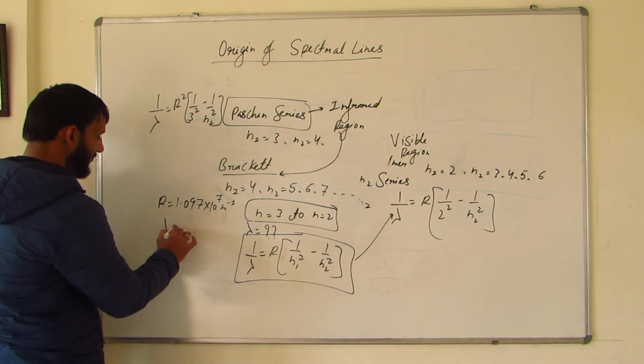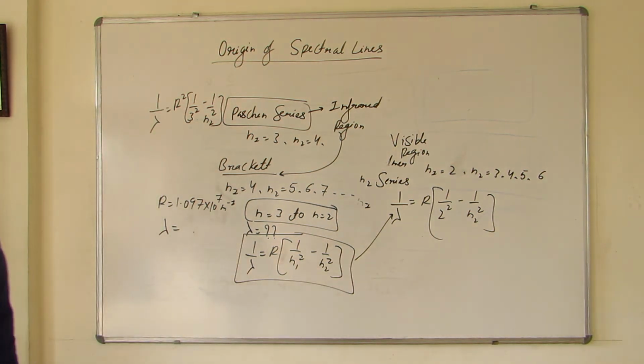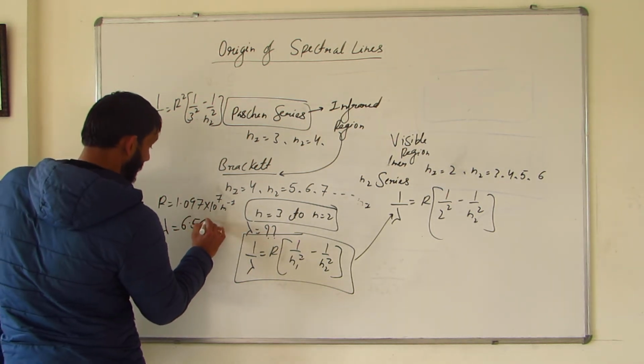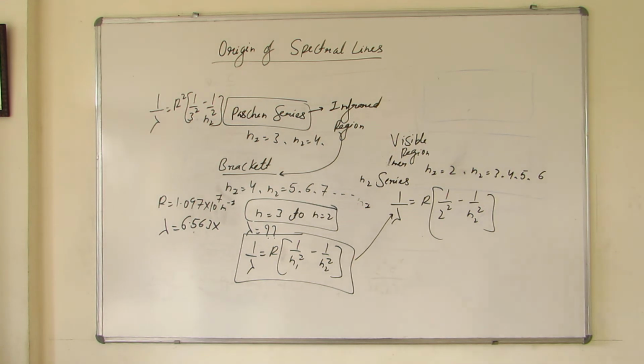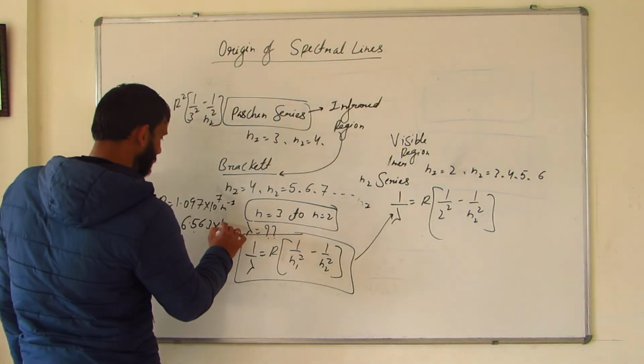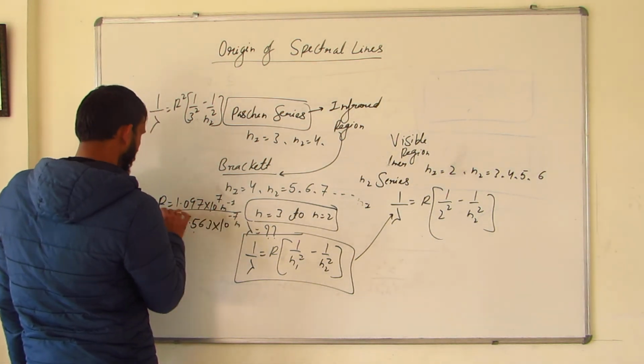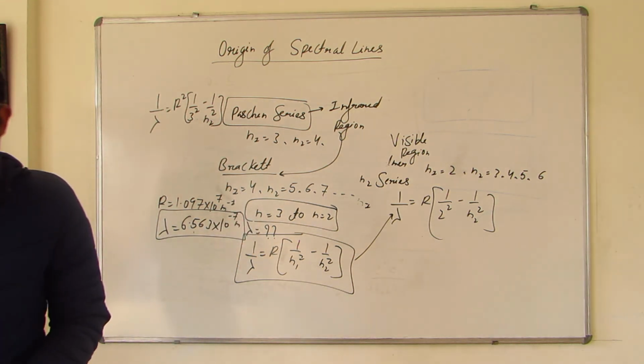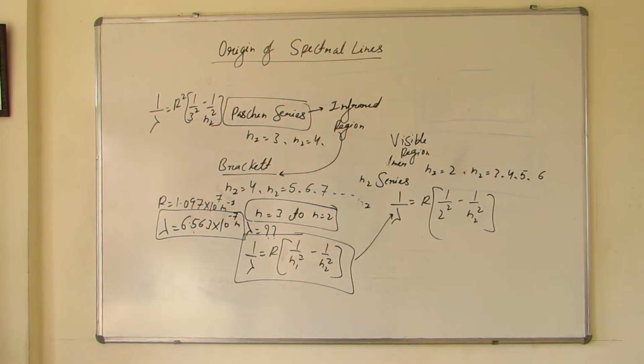Lambda you can easily calculate, I know that. It would be 6.563 into 10 to the power -7 meter. So this will lie in the visible region and we will be able to see this. So this is the first question. Okay, now let me find one more for you so that you can practice. So this is how you have to do it.